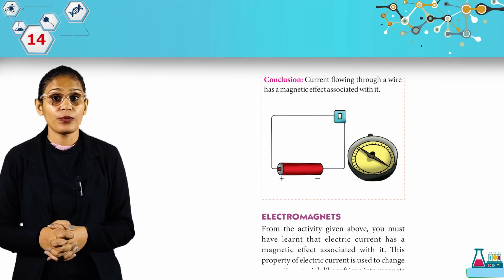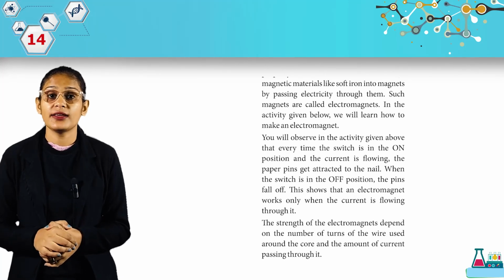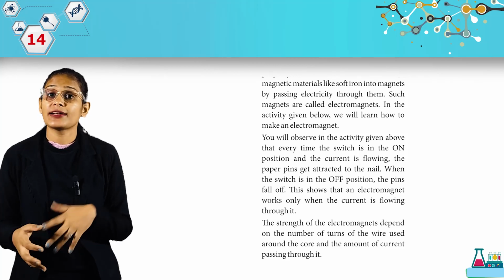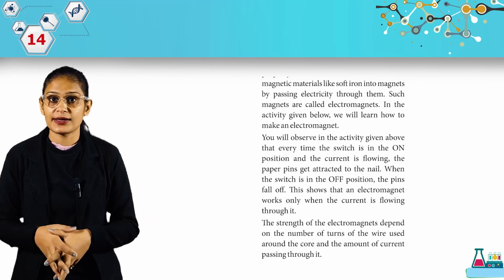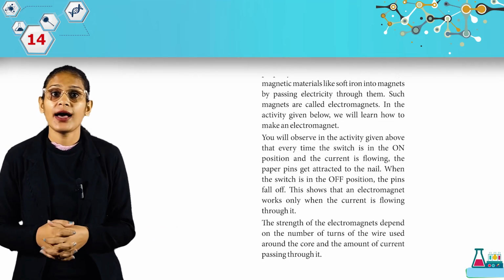associated with it. This property of electric current is used to change magnetic materials like soft iron into magnets by passing electricity through them. So student, हम electricity pass करा के soft iron को magnets में change कर सकते हैं, जिनको हम electromagnets बोलते हैं. In the activity given below, we will learn how to make an electromagnet.